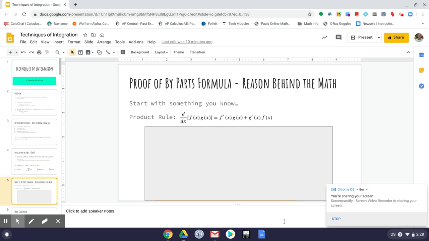Again, hopefully you know that and feel good about it. But I don't want derivatives, right? I want to talk about integrals. That's the whole idea. I want to be able to find the integral of two functions multiplied together.